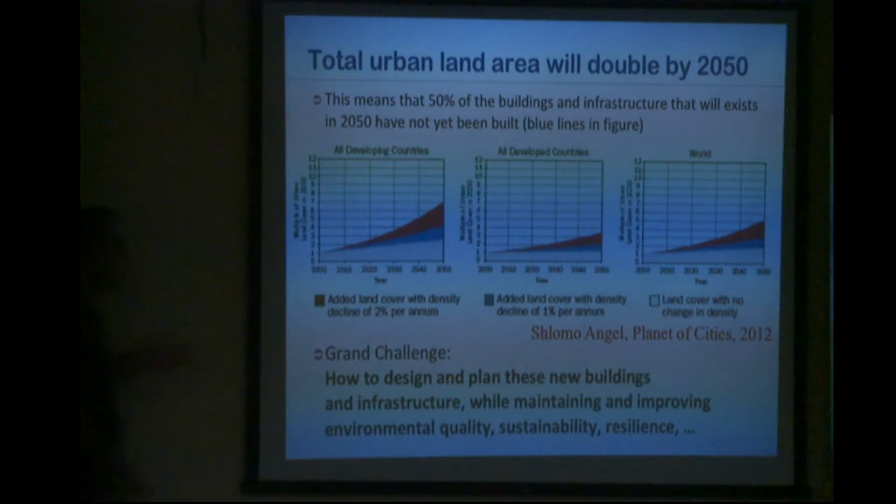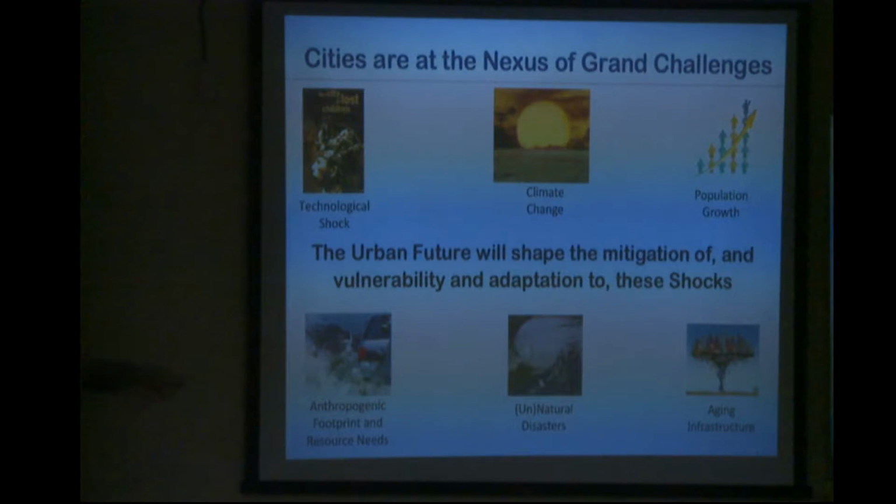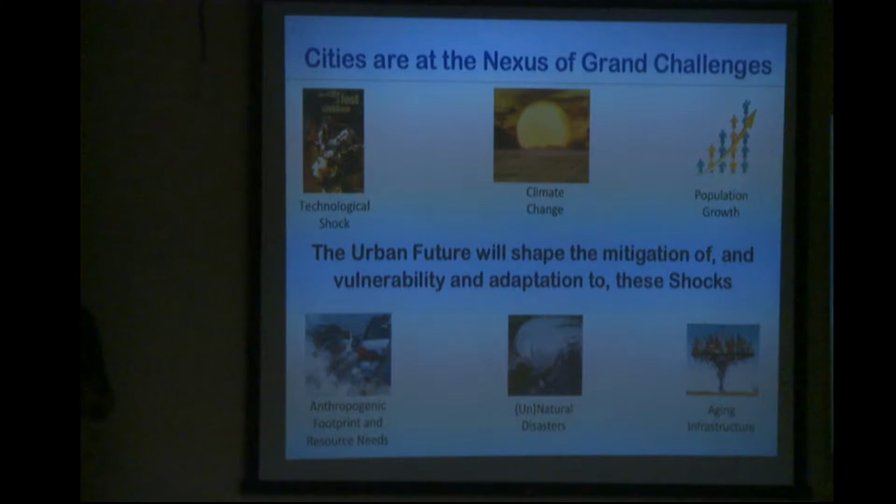But it could also be an opportunity to design and plan these buildings and infrastructure better than what we have done in the past, to maintain better environmental quality and sustainability in cities. So with this urban expansion come also a range of other stressors. Population growth and expansion is one stressor, but when we think about the cities of the future, we also think about climate change, how technology can transform cities, environmental quality, natural disasters, and aging infrastructure. And so the urban future will shape the mitigation of, and the vulnerability and adaptation to, these other shocks. The basic idea is we want to design cities that are more sustainable, more livable, and more resilient. So how do we do that?